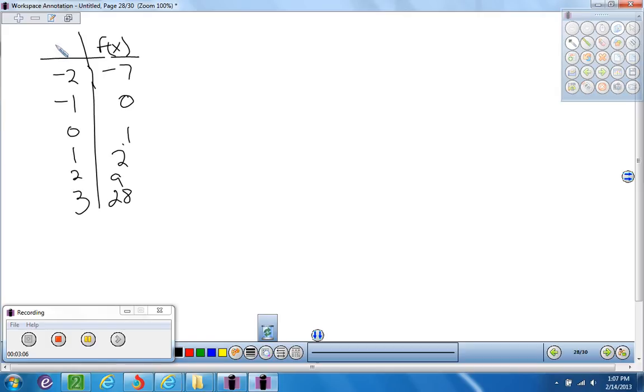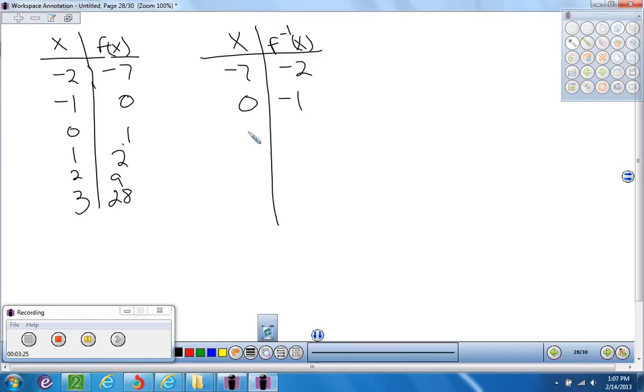Okay, and they want us to do the inverse. Now, in the inverse, we switch the input and the output. So what we would do here is our x and y's would switch. So I'm going to write this and tell everybody this is an inverse. So that's going to be -7 and that's going to be -2. That's 0, that's -1. That's 1, that's 0. That's 2, that's 1. That's 9, that's 2, that's 28, and that's 3. So we have found the inverse because we switched the input and the output. Now, algebraically, we would switch the x and the y.